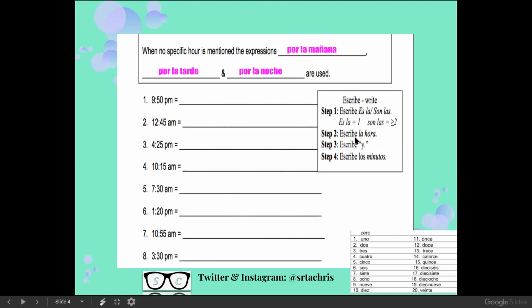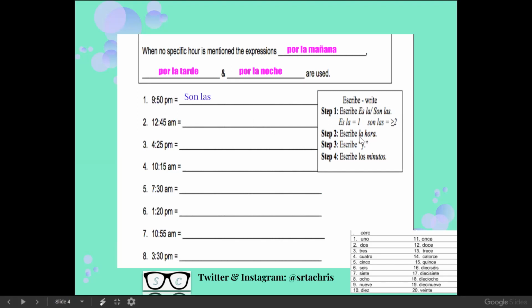Our step 2 is to write the hour. The hour is the first number before the colon. Step 3 is to write y if there are minutes. And then step 4 is to write the minutes in Spanish. I'm going to do the first example. I want to say that it's 9:50. First I need to decide if I'm going to write es la or son las to say it is. Well, 9 falls in the category of numbers that are 2 or greater. So the first thing I'll write is son las.